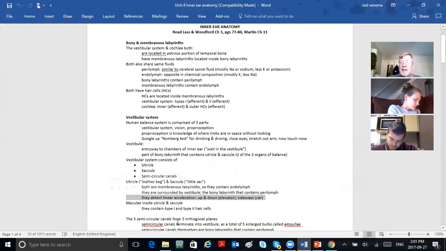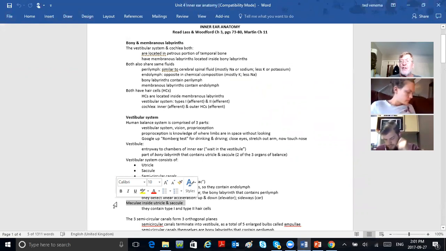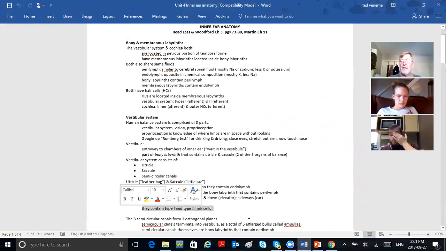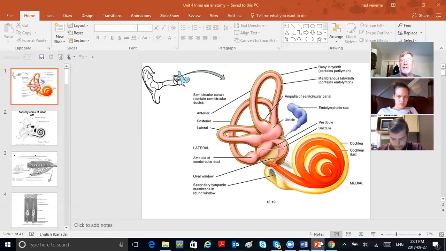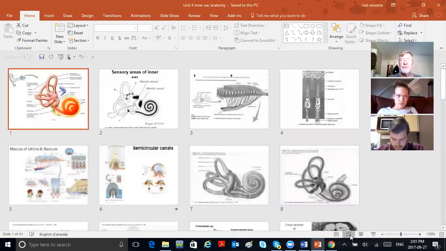Okay, they detect linear acceleration: up and down, elevator, sideways. Inside of these are these weird little hair cells and macula. Let's see if I've got a picture of that.